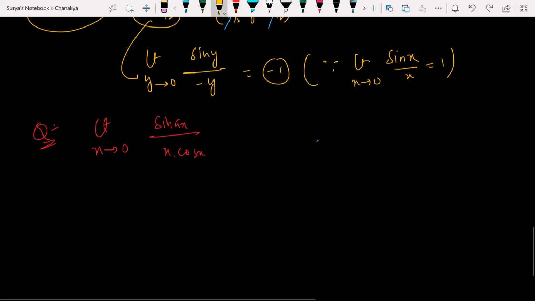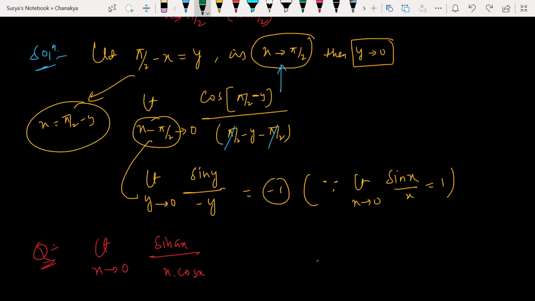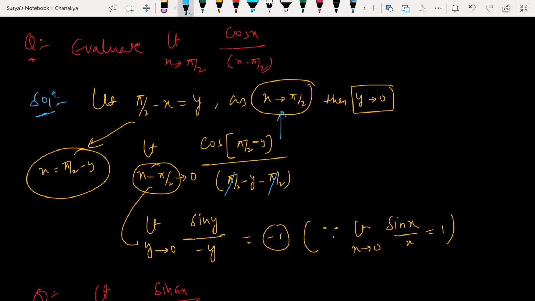Make sure that you understand why you are writing all this, why you are taking this as y and why you are writing everything in terms of y. See, to apply this formula, everything should be in the same variable. Somewhere you have it in terms of y, somewhere in terms of pi by 2 minus x. It won't work like that.